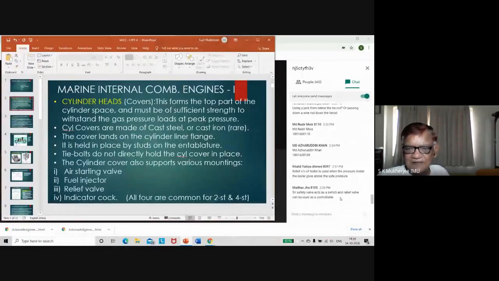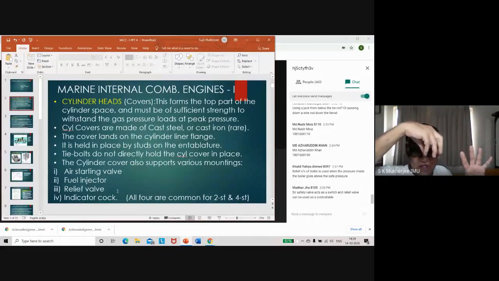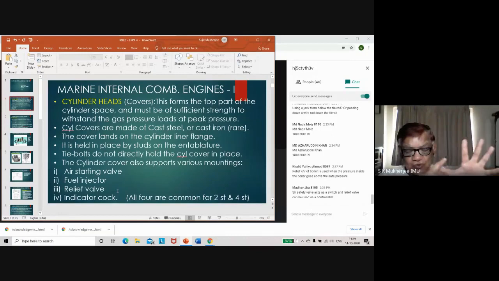Okay, so let's go ahead. Air starting valve, fuel injector, relief valve, indicator: four. Apart from these four, sometimes in two-stroke engines, you have an exhaust valve fitted on the top. So this exhaust valve will also become a mounting. That is the fifth mounting. In the two-stroke engine, remember, five mountings.